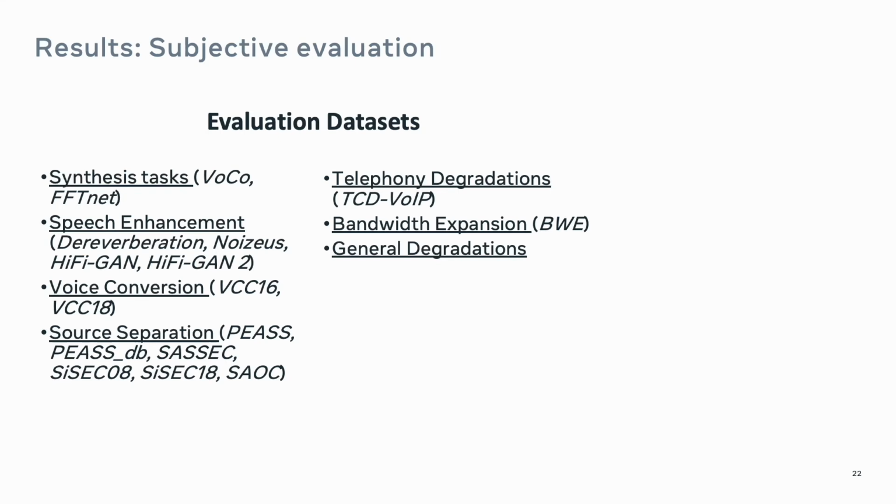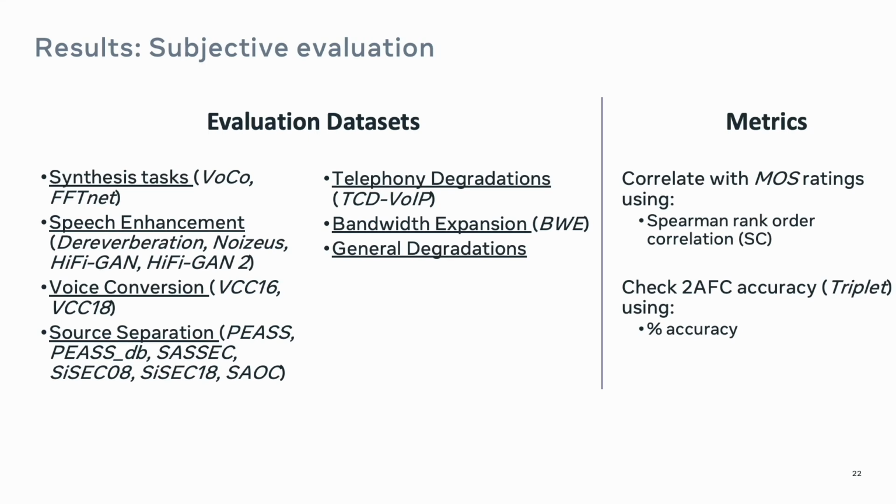Now coming on to more specific degradations, we also have a dataset for telephony degradations, and then we also have a dataset for bandwidth expansion, which consists of very subtle differences. And lastly, we also have this general dataset, which consists of some common degradations, including additive noises and reverberation. And in terms of metrics, for each of these datasets, we try to correlate their MOS ratings with the output from our model using Spearman's rank order correlation for the MOS scores.